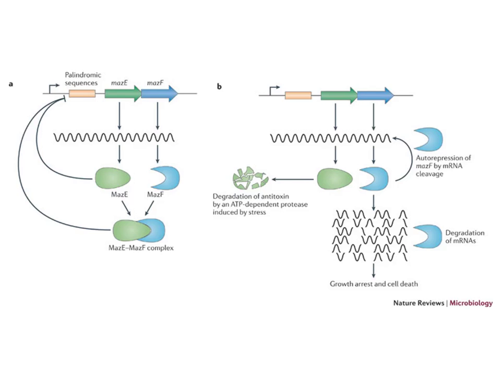If there's a stressful condition on the cell, MazE will be destroyed, MazF will still be around, and it will be able to degrade many of the RNAs in the cell. Not all, depending on which sequences are present in the mRNAs. Again, this is going to radically alter the type of gene expression that is possible in that cell.